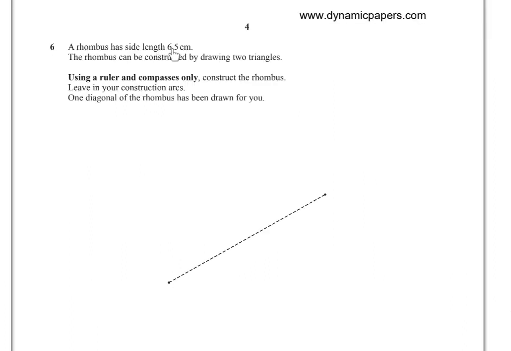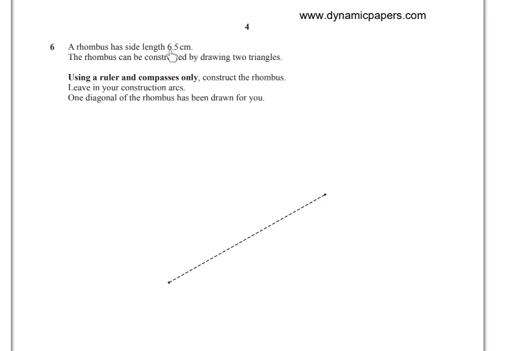A rhombus has side length 6.5. The rhombus can be constructed by drawing 2 triangles. Using a ruler and compasses only, construct the rhombus. Leave in your construction arcs. One diagonal of the rhombus has been drawn for you. We know that in the rhombus, the diagonal divides the rhombus into two congruent triangles. So we need to draw two congruent triangles.